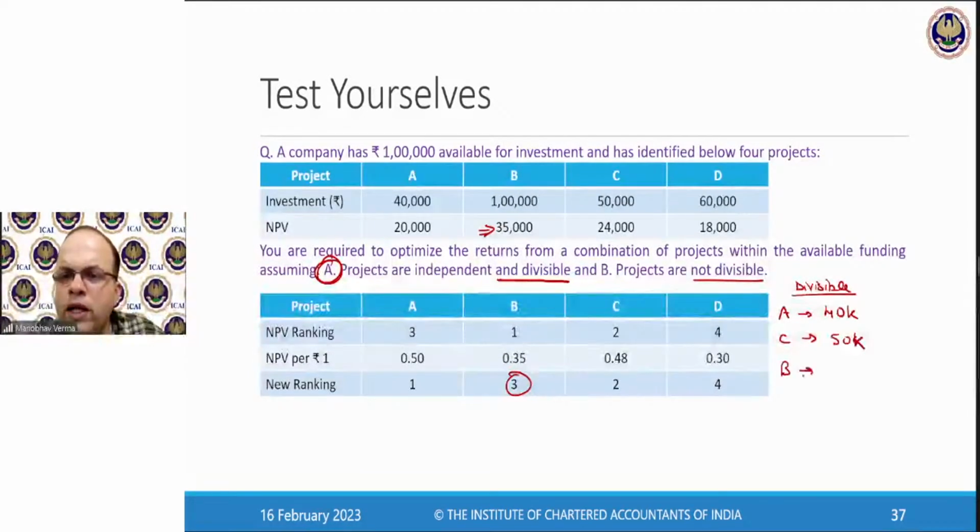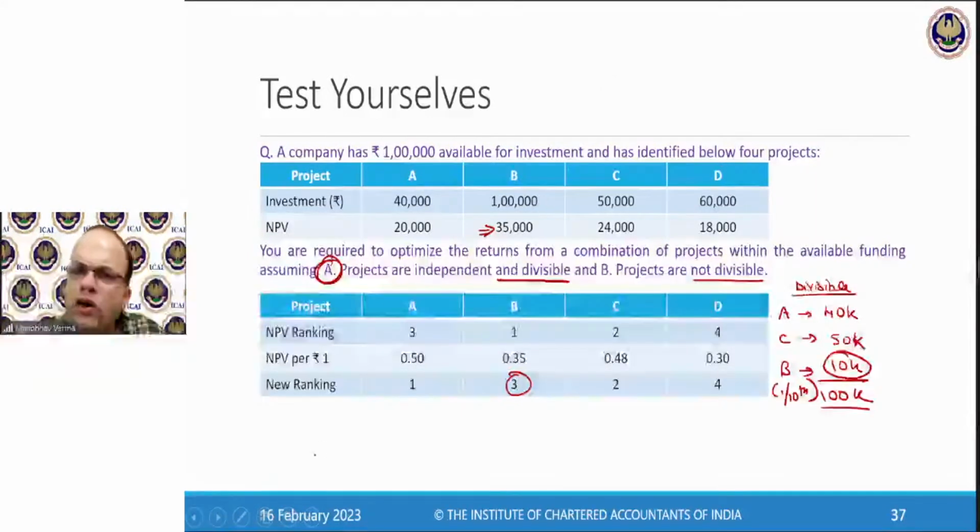So for B, we are only left with 10,000 here because in total we have 1 lakh. So we can only be talking about 10K invested in B. That means 1/10 of the project, 1/10 of B. All okay, guys, till now? Or we can say 10% of the project.